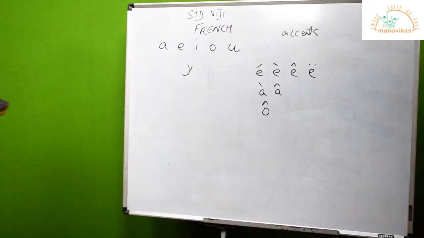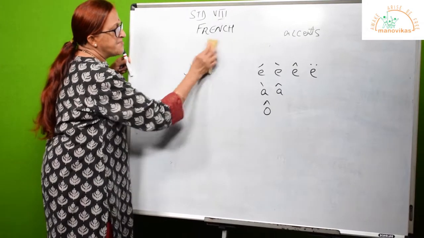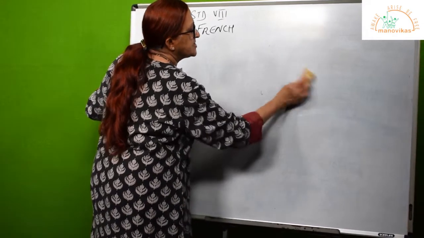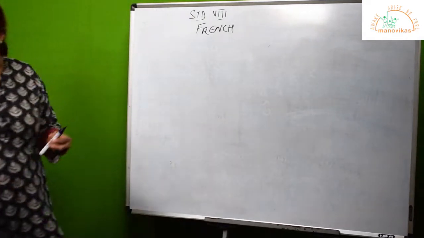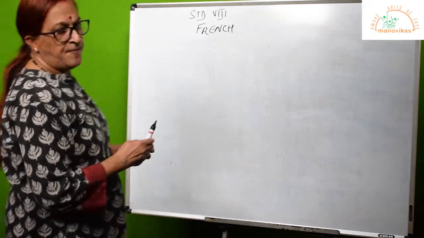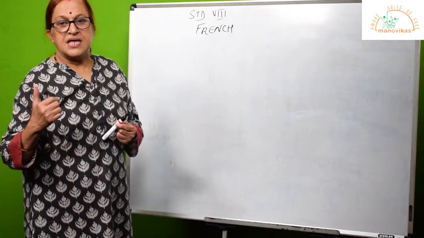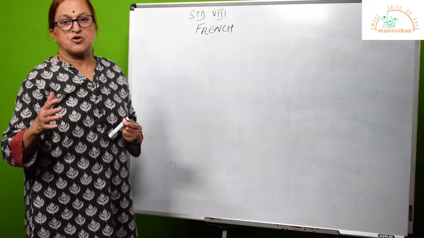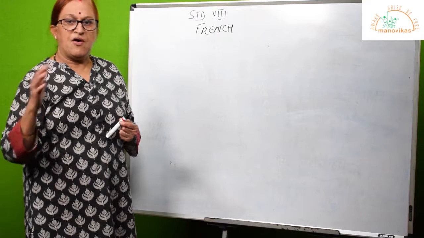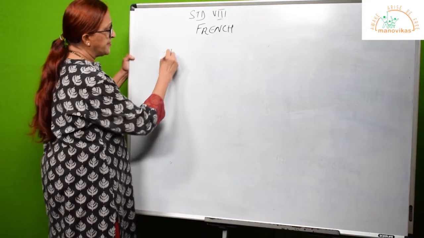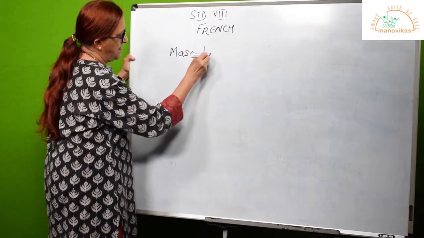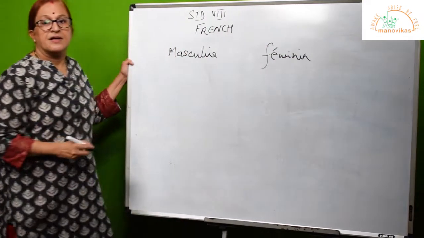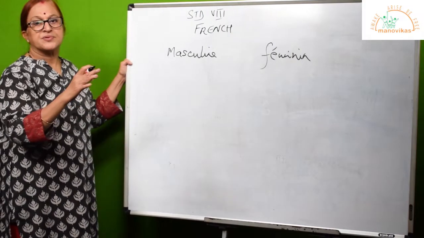Now we go on to my next topic, which happens to be very, very important. In French, unlike in English, there are genders. What is a gender? It means masculine and feminine. For example, in English we know that a man is masculine, a woman is feminine. But in French, we consider the table as feminine, the desk as masculine. So even inanimate objects happen to be either masculine or feminine. So you have the masculine and the feminine, féminin. So this also we will learn as we progress with the vocabulary.